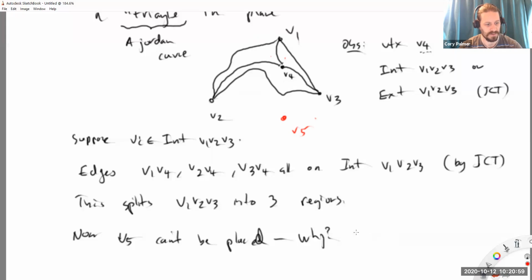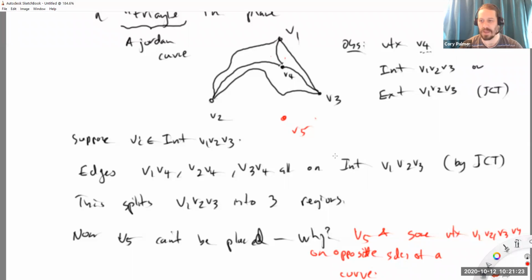So that's why. I'm not going to say more words than that, but we can say V5 and some vertex from V1, V2, V3, V4 are on opposite sides of a curve, opposite interior versus exterior. So that's pretty simple, and I hope you can see that the drawing wasn't important here. We could write out all the words. In practice, though, when you draw pictures, as long as you're general enough, it's okay to include them. It's certainly helpful to the reader to have pictures.